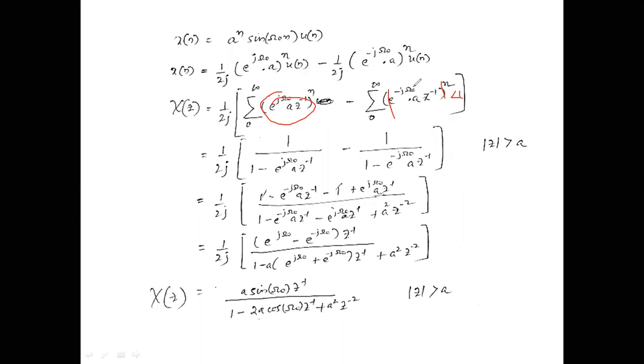What is the magnitude of e to the power j omega naught, or e to the power minus j omega naught? The magnitude is straight away 1 only. So that leaves us with a z to the power minus 1 magnitude less than 1, which implies the ROC is magnitude of z greater than a.